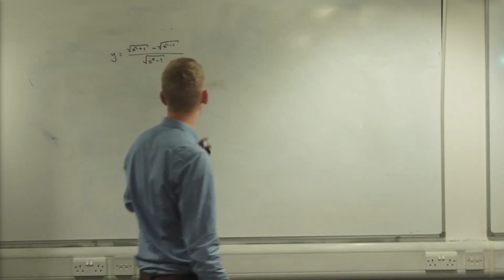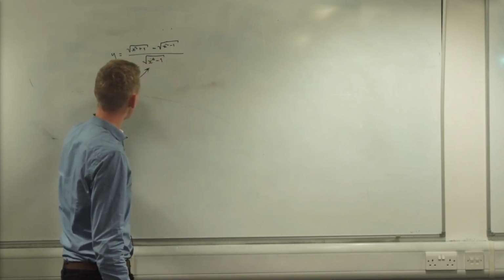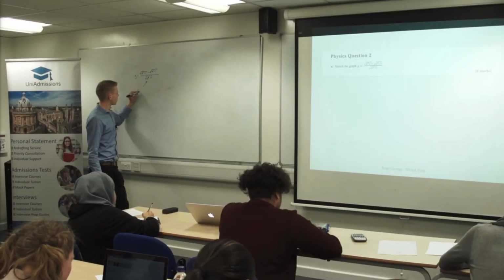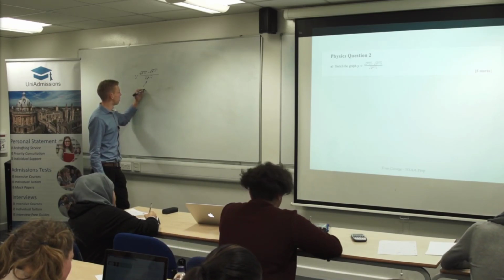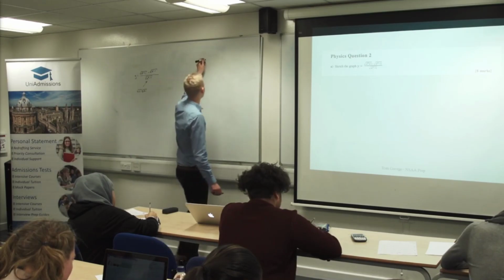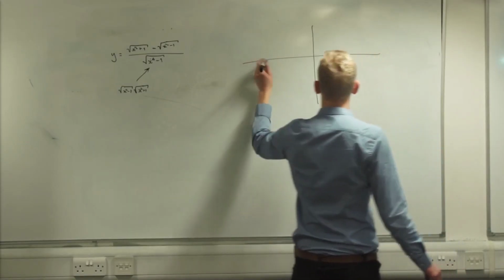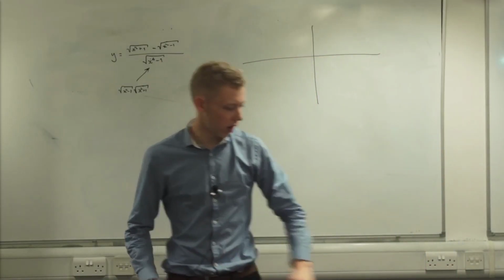Okay, yeah, so you're right. So we can factorize the bottom into the square root of x squared minus 1, square root of x squared plus 1. Okay, immediately.